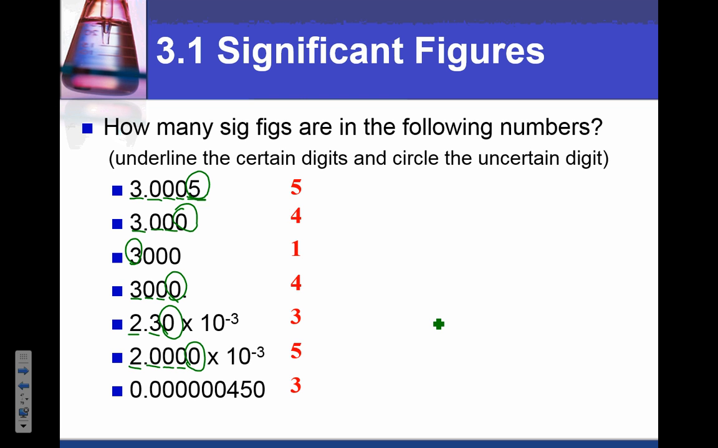And then the final one. Remember, zeros at the beginning never count. So this is my first significant digit, and this is my second. And that would be my last, because zeros on the right count with a decimal. So that would be where my uncertain digit is.